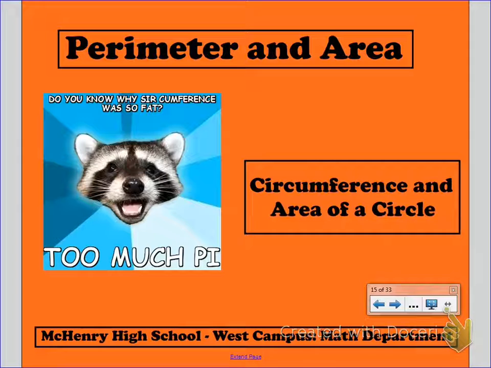Hello, welcome to our next lesson in the perimeter and area unit. Today we'll talk about circumference and the area of a circle.